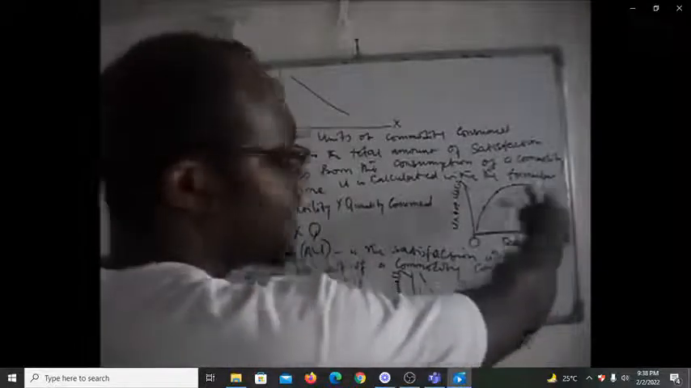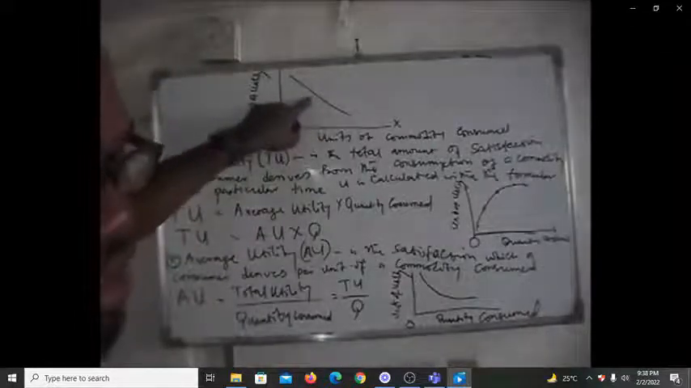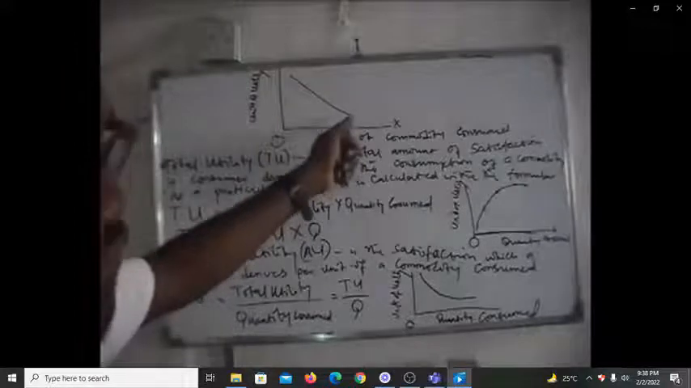And the graph looks exactly like this. Can you see? That's a parabolic curve. Whereas this is the graph of what? Marginal utility, almost a straight line, this one. This one that looks like a parabolic curve is the graph of what? Total utility. Is that clear?